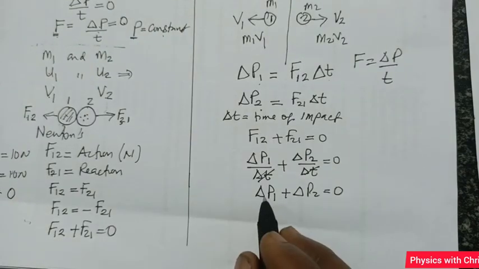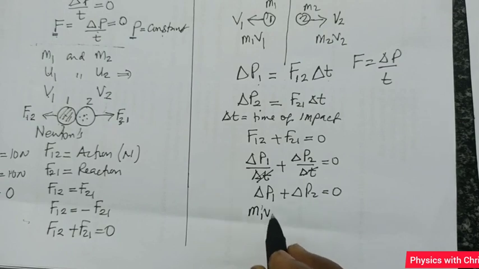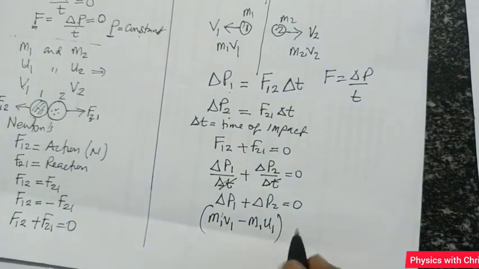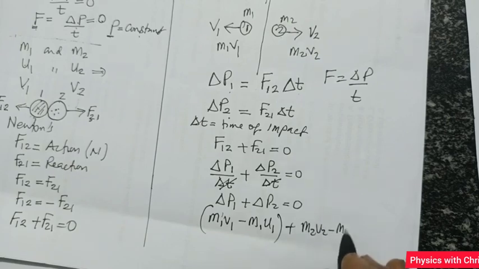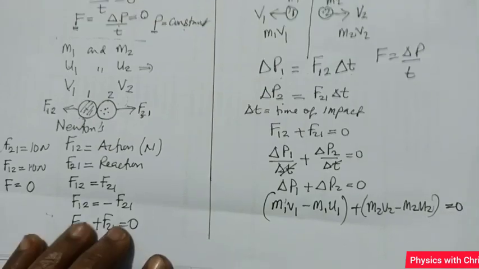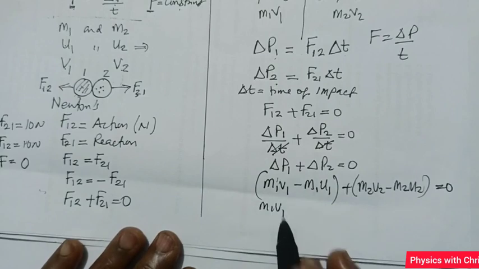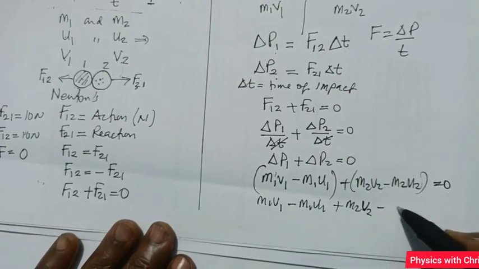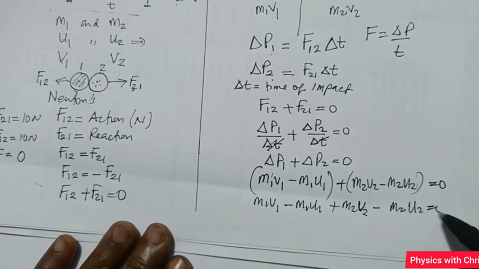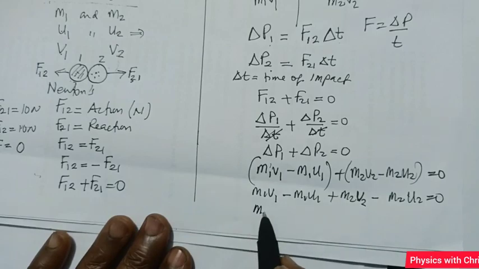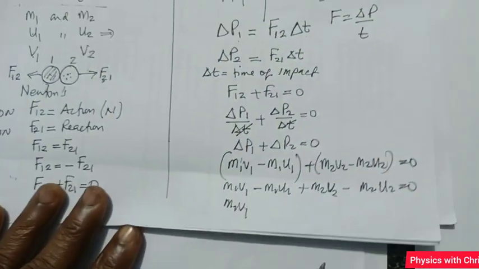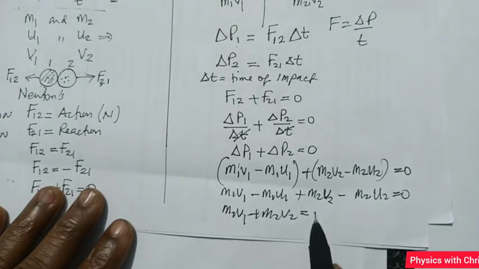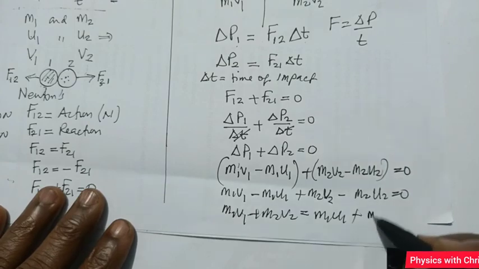From here we can see the momentum change is equal to the final momentum of the first mass, m1v1, minus the initial, m1u1. That is for the first mass. Then plus, for the second mass, we have m2v2 minus m2u2, equal to 0. So I have m1v1 minus m1u1 plus m2v2 minus m2u2 is equal to 0. If I collect like terms, I have m1v1 plus m2v2 is equal to, taking these two terms to the other side, m1u1 plus m2u2.